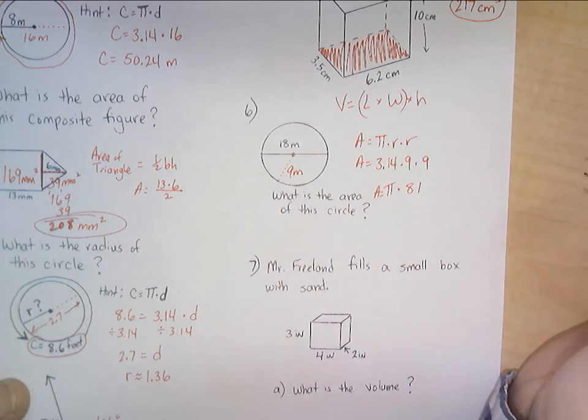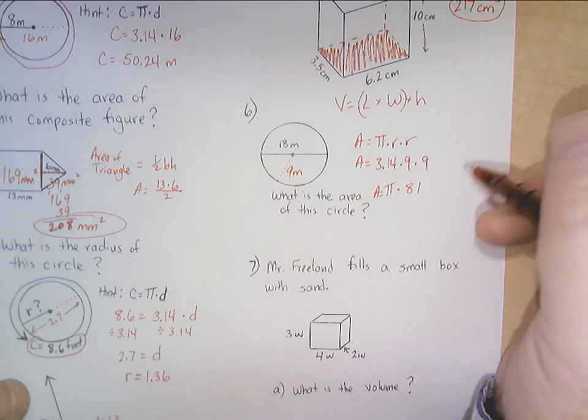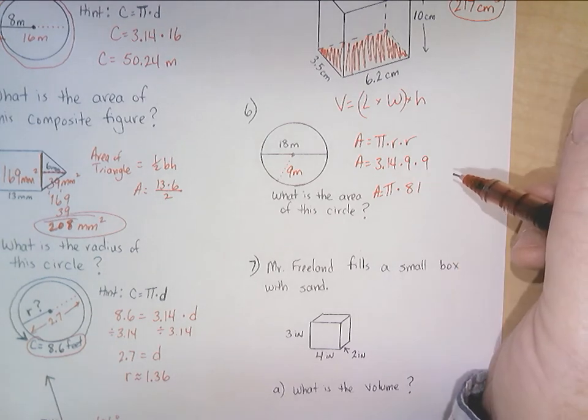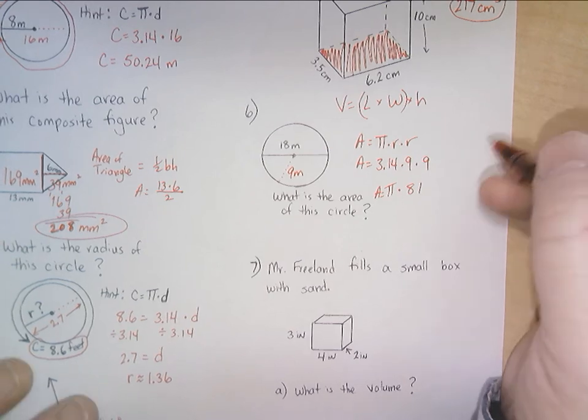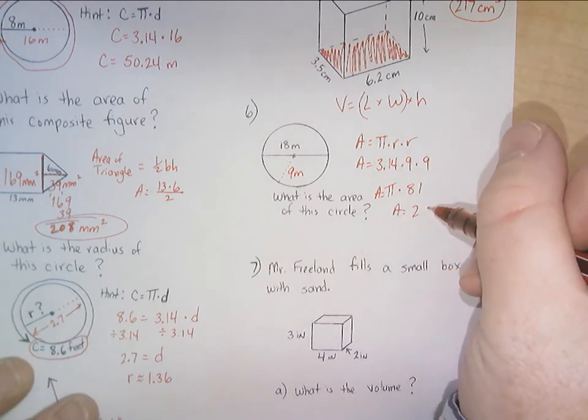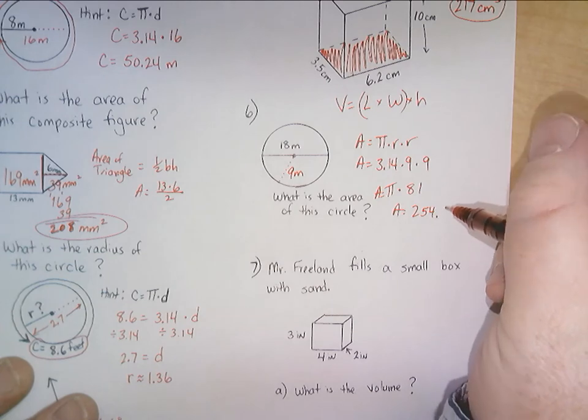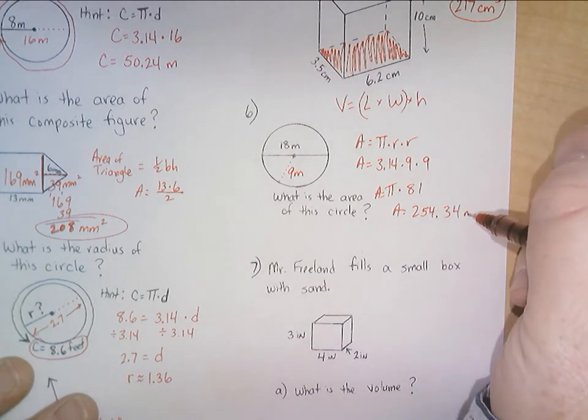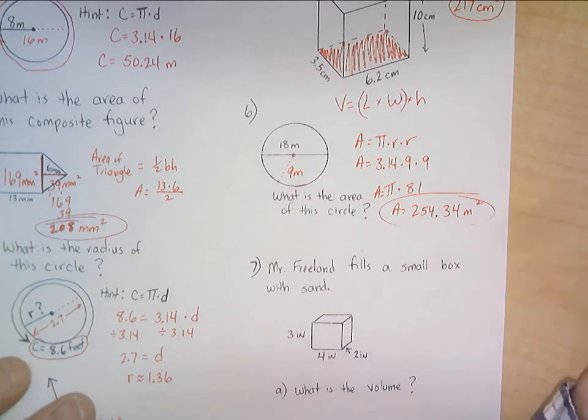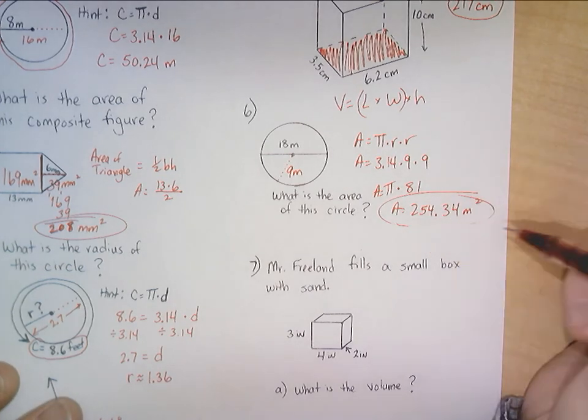I just put pi there. It could be 81 pi, I guess, could be your answer, but we'll actually multiply that. 81 times pi is 254.34 meters squared. Okay? Hopefully that makes sense.